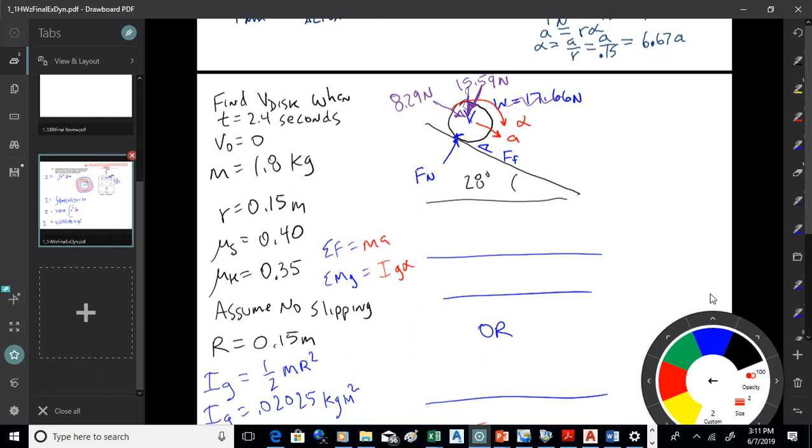Take a couple minutes and see what you can do with that. And again, just look at the thing, and you're going to set it up. Your axes I'd set up like that, x prime and y prime, along the ramp. Just some forces and some moments.